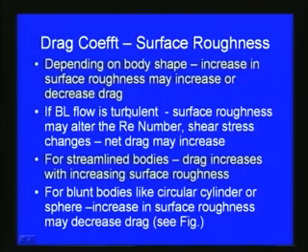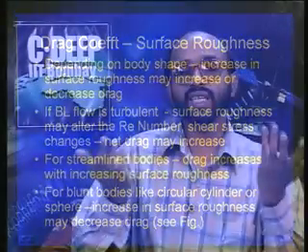If the boundary layer flow is turbulent, then experiment shows that the surface roughness may alter the Reynolds number and the shear stress changes, and the net drag may increase. For streamlined bodies like the airfoil, we can show that the drag increases with increasing surface roughness. So, to reduce the drag we have to keep the surface of a body like an airfoil very smooth, so that the drag can be decreased.